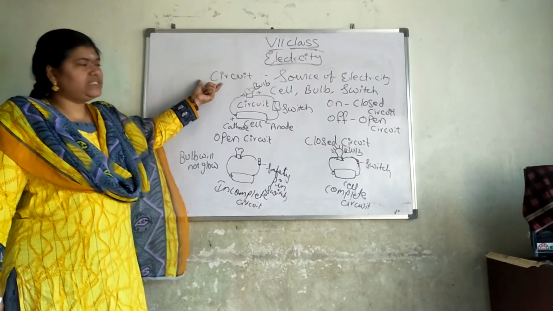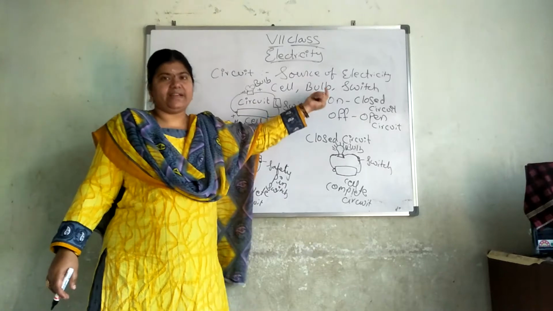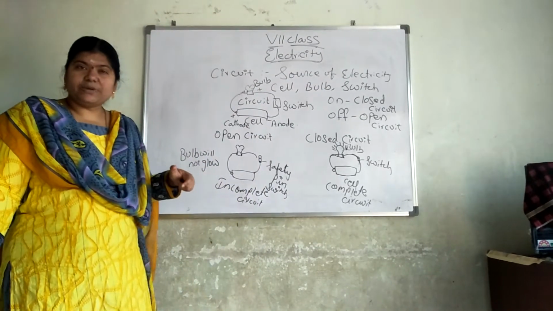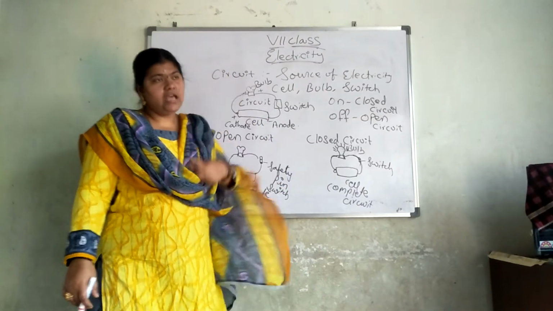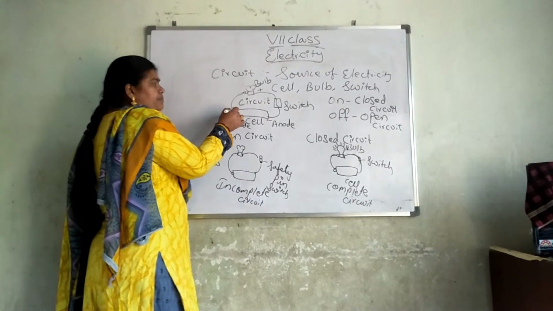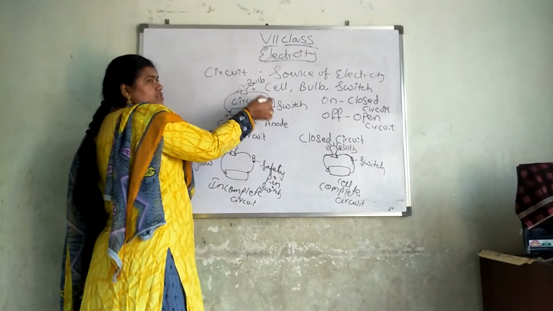So can you understand what is a circuit? Circuit is a source of light. What are the electrical appliances present in the circuit? Cell, switch and bulb will be present. What is the circuit connection here? The cell is connected to the switch, which is connected to the bulb.